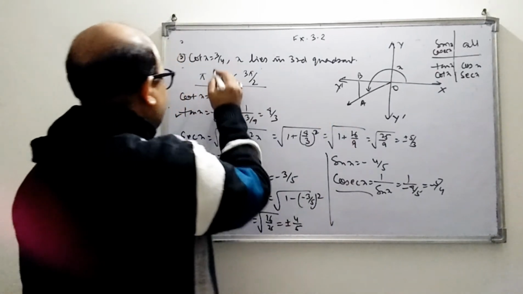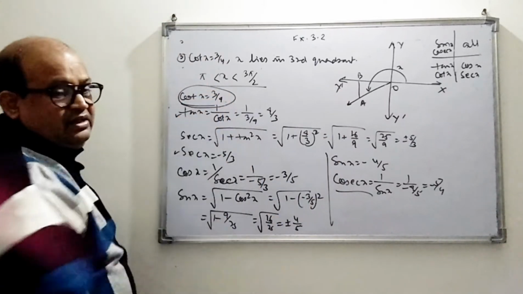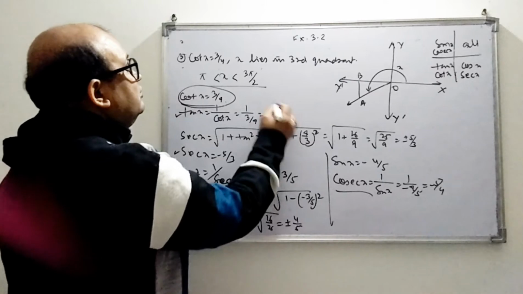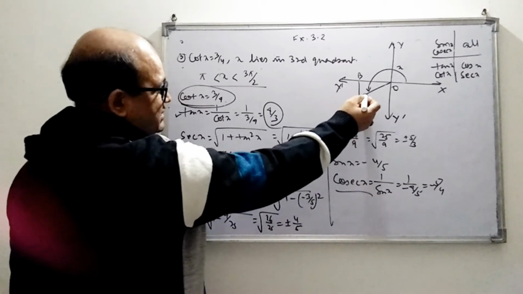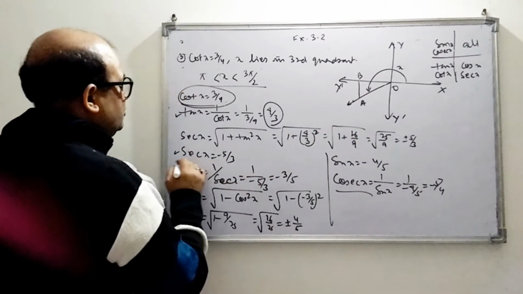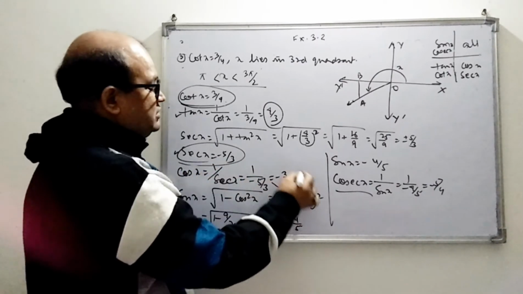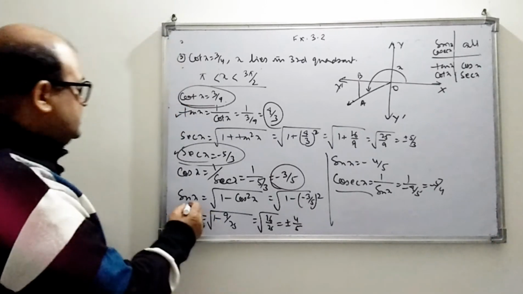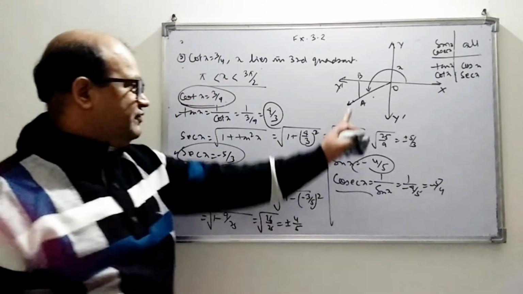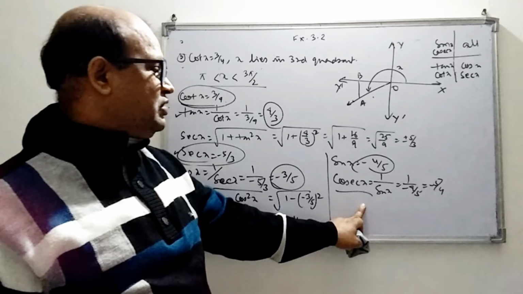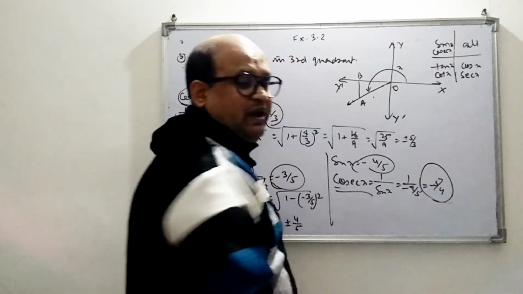Now cot x is given as 3 by 4, that means x lies in the third quadrant, because cot x is positive in the third quadrant. Tan x is also 4 by 3 because it is also positive. Now sec x is negative in the third quadrant, so sec x equal to minus 5 by 3. And cos x is reciprocal of sec x, so we get cos x equal to minus 3 by 5. Similarly, sin x we get minus 4 by 5 because sin x is negative in the third quadrant. And cosec x is reciprocal of sin x, so it is negative in the third quadrant, and you get cosec x equal to minus 5 by 4.